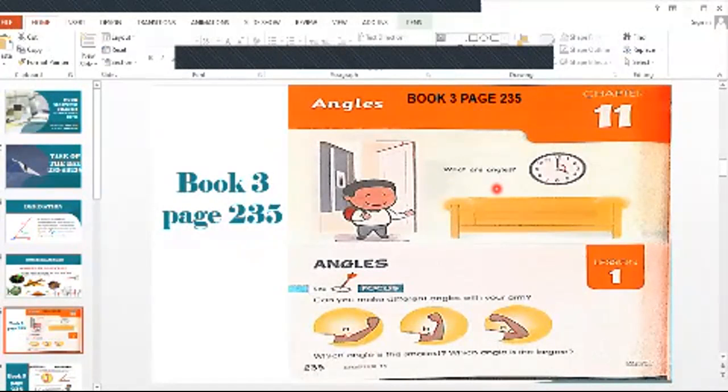Look at the clock. See, two lines are meeting at the point. An angle is formed. Look at the door. There are a lot of angles in it, but they just point out only one for you right now. And in this wall, you can point out a lot of angles. Even in the sofas, look at this. You can point out a lot of angles. The teacher is saying you can even make different angles with your arms.